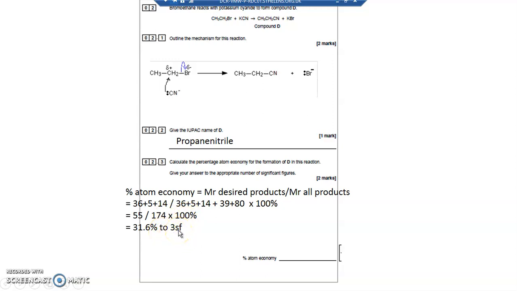I've put it to 3 significant figures. It says the appropriate number of significant figures. I've decided to use 3 significant figures because most of my Mrs will be or could be to 3 significant figures.